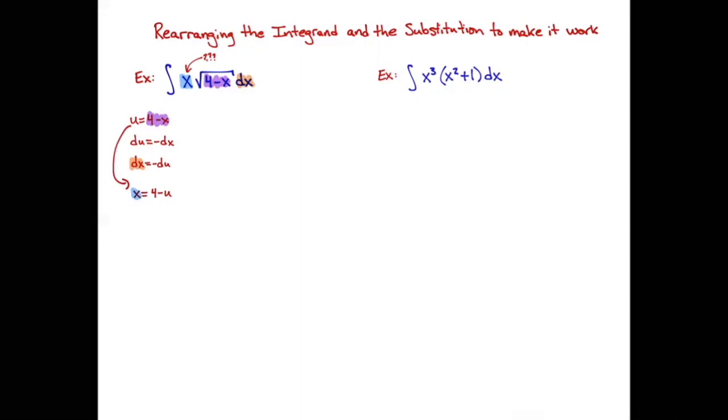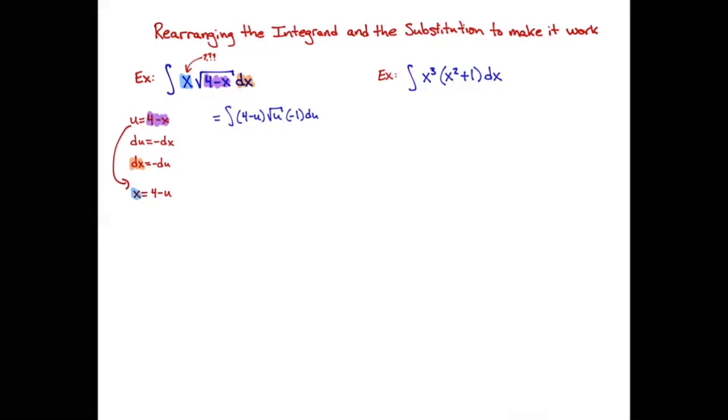And so replacing everything, I get the integral of 4 minus u square root u negative 1 times du. And at first you might look at that and say, well, why is that any better? Well, the answer is I don't have a nested part anymore. I do have a product, and I don't know an inverse product rule yet, and we won't learn it this semester.